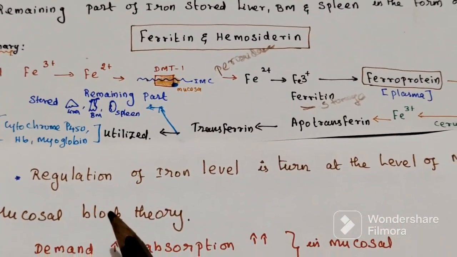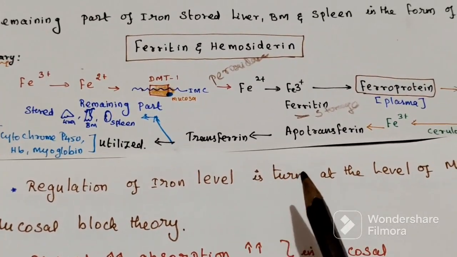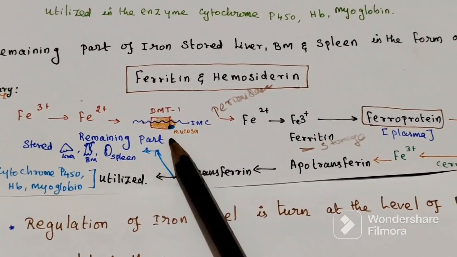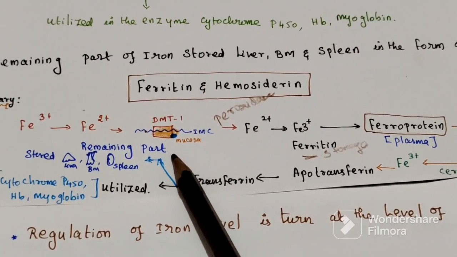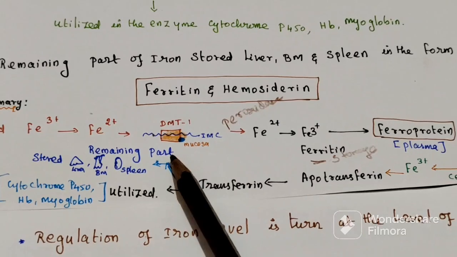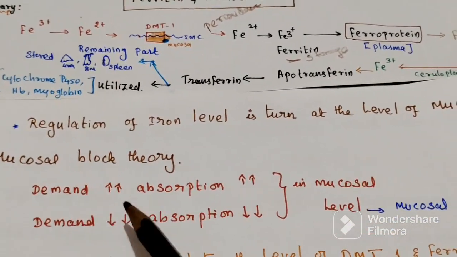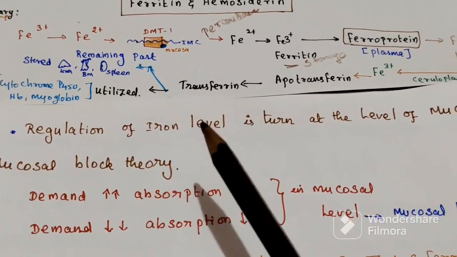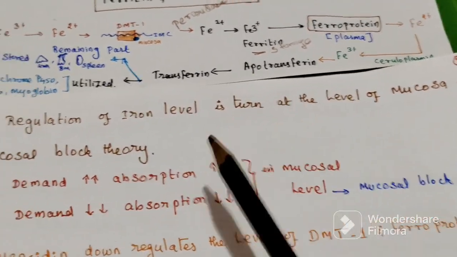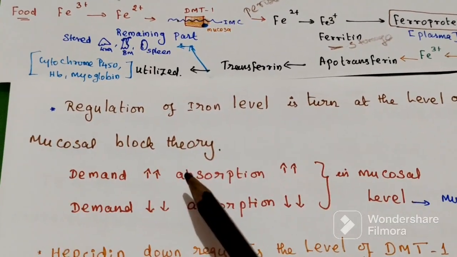Next, regulation of iron level is done at the level of mucosa. This is known as the mucosal block theory. So regulation of iron level is at the level of mucosa, and that is also known as the mucosal block theory.